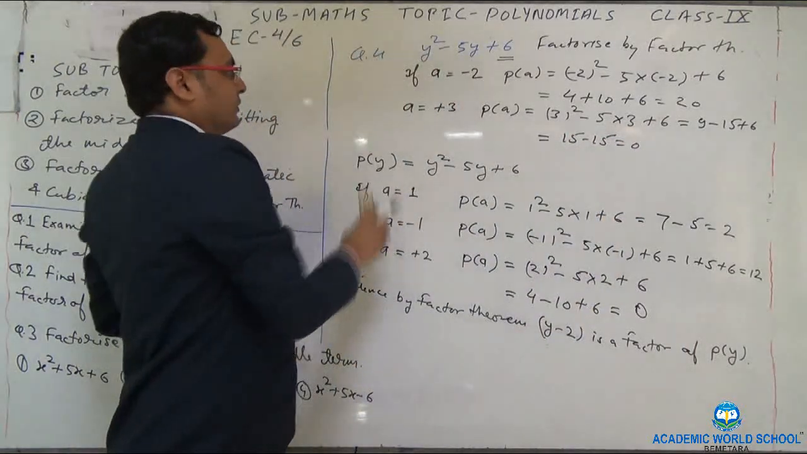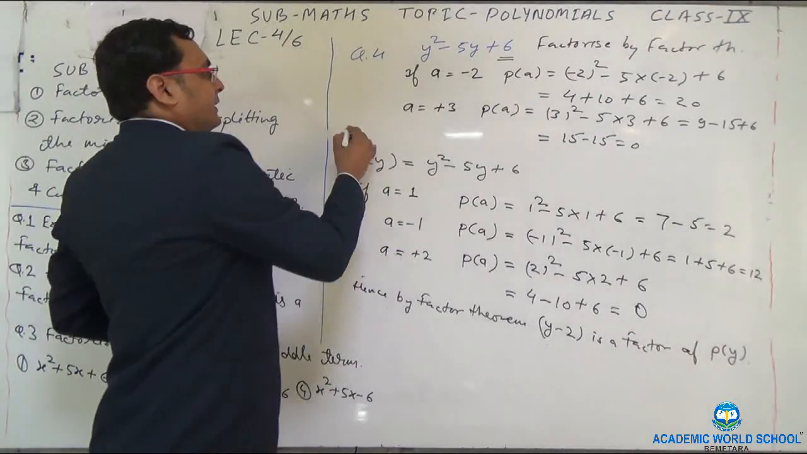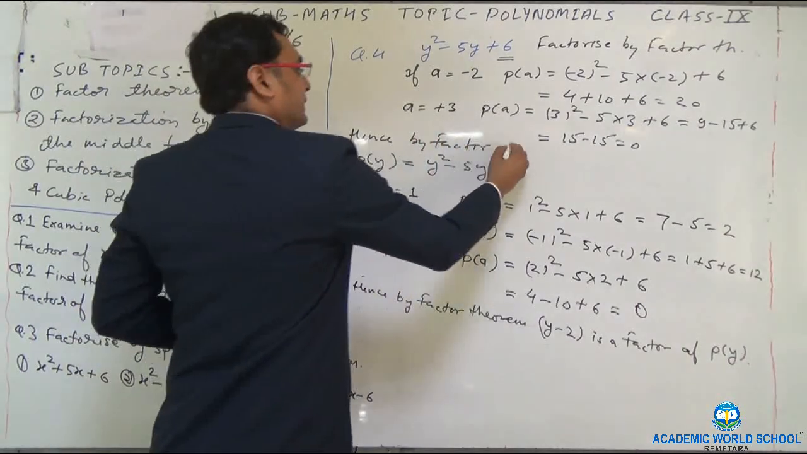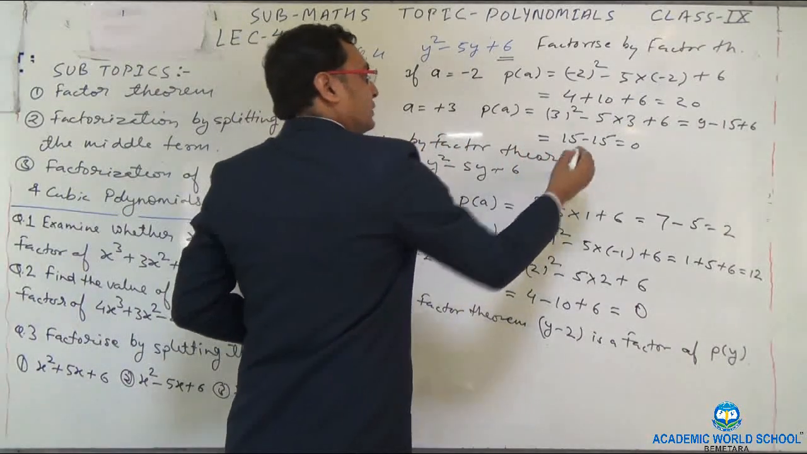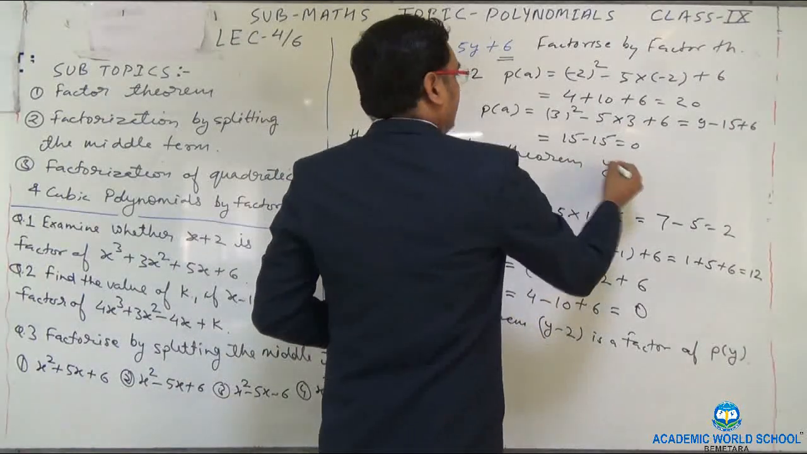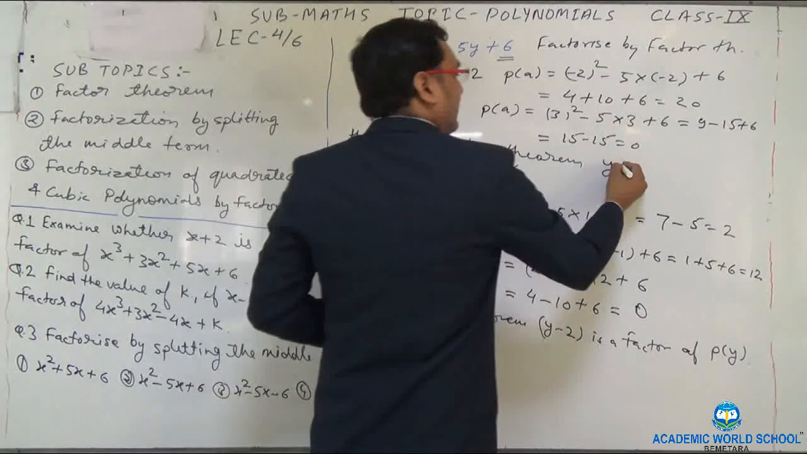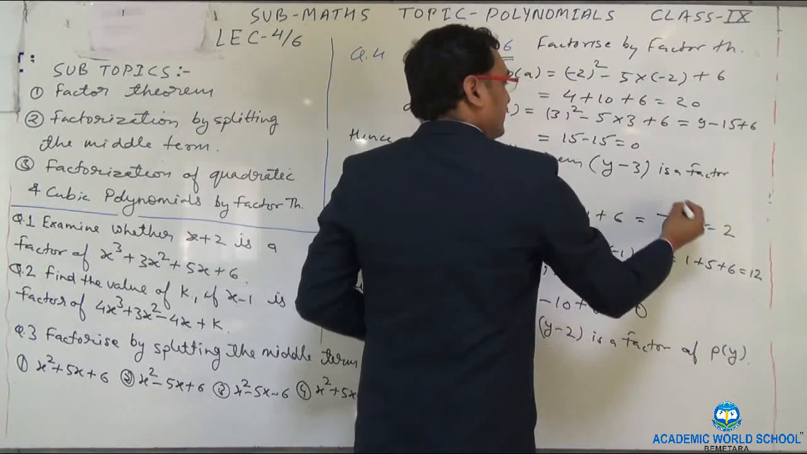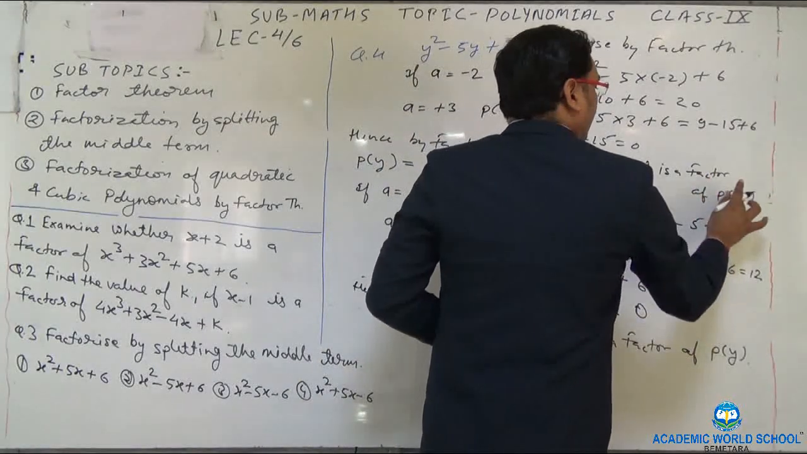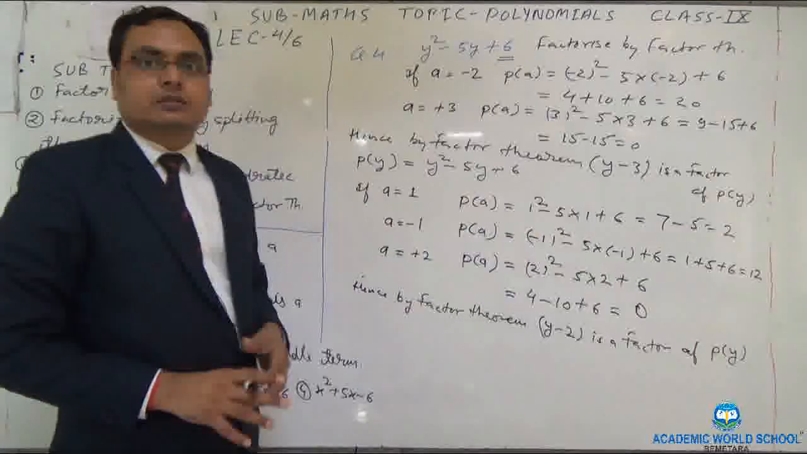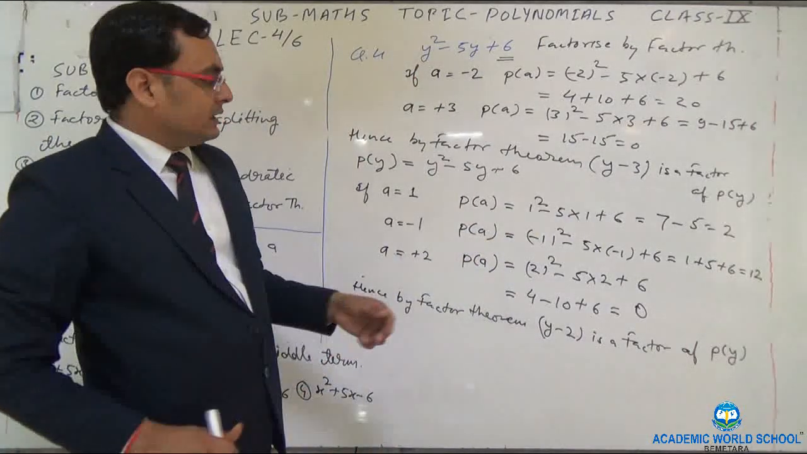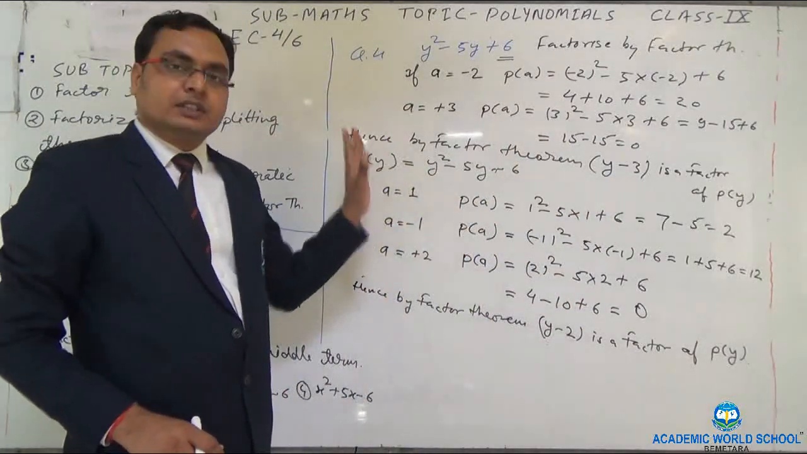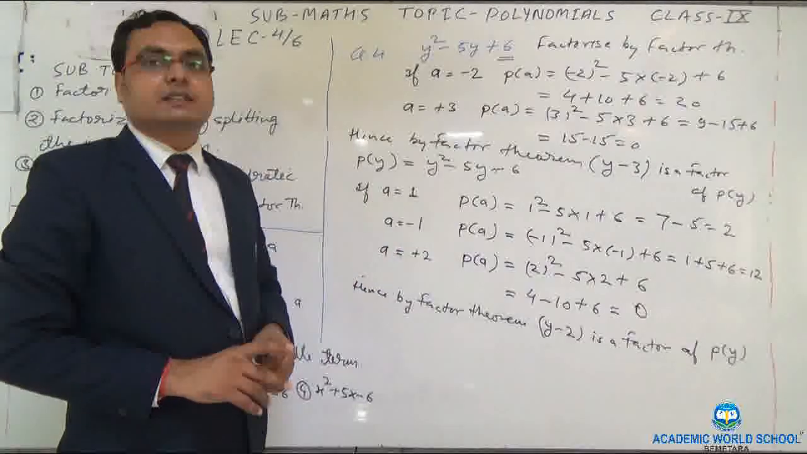As the remainder is 0, so again by factor theorem we will say, hence by factor theorem, here the value of a is 3, so y minus 3 is a factor of P(y). We got this second factor also using factor theorem. So these are the two factors, y minus 2 and y minus 3. We got this using factor theorem, and this method is known as trial and error.